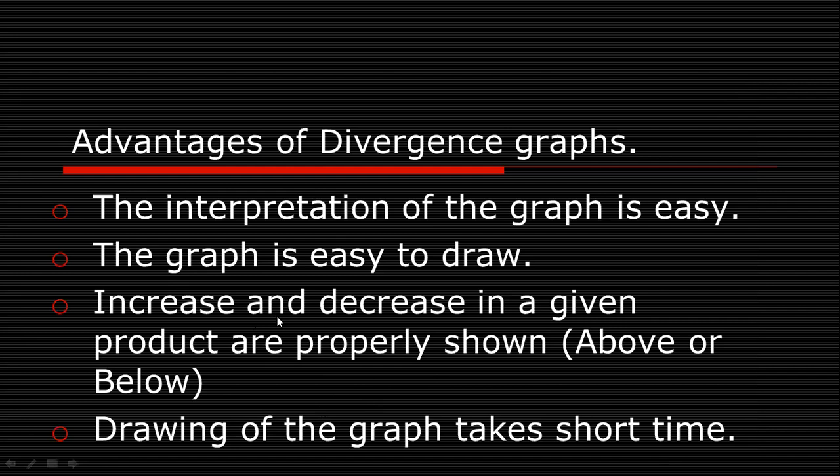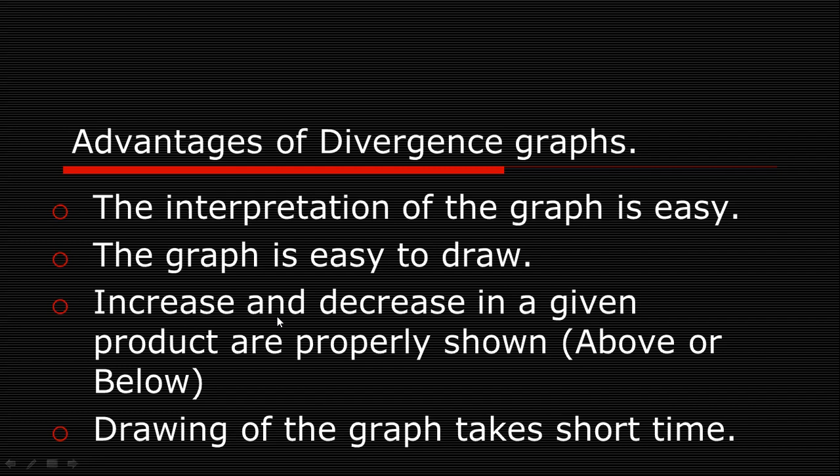Please, these advantages, you don't need to explain them. Just as they are, you just outline them as they are. But start with the point that the following are the advantages of the divergence bar graph, as explained below. The interpretation of the graph is easy. Another point in a new paragraph, the graph is easy to draw. Increase and decrease of the given product are properly shown, and therefore it becomes an advantage. If they have asked advantages and disadvantages, then on a new line, the following are the disadvantages.